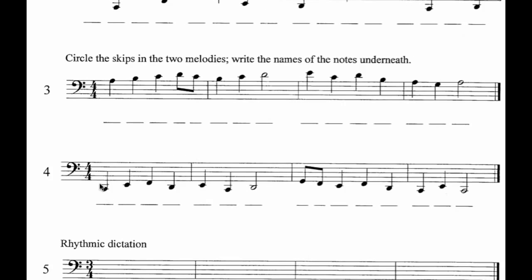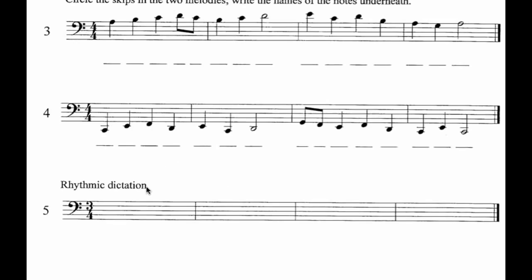And here we have G is the bottom line. What's before G in the alphabet? F, E, D, C. So start with C. Immediately we have a skip. So circle these 2 notes. C skips to E, and they skip the note D. So C, E, F, D. We have another skip here. And continue. In rhythmic dictation, I'll play on the piano in class, and you'll write out the rhythm that you hear.